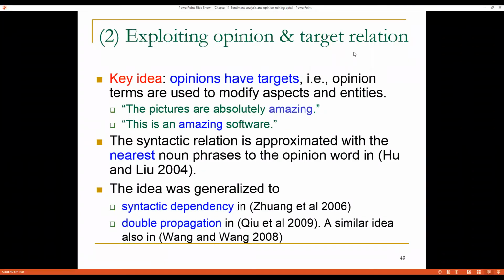You can also extract aspects by exploiting opinion and target relations. The key idea here is opinions have targets. Opinion terms are used to modify aspects and entities. So the pictures are absolutely amazing. And this is amazing software. The syntactic relation is approximated with the nearest noun phrases to the opinion word. The idea is generalized to syntactic dependency and double propagation.